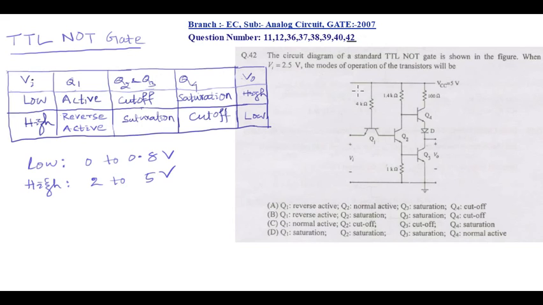For TTL NOT gate, we can remember this table as well. If we can remember this table, that is when Vin is low, then Q1 will be in active region, and Q2, Q3 will be in cutoff region, Q4 will be in saturation region, and the output voltage is high. And when the input voltage is high, the output will be low. So the low voltage range is from 0 to 0.8 volt, and the high voltage range is from 2 to 5 volt. By seeing this table, we can easily choose option B is the correct answer.